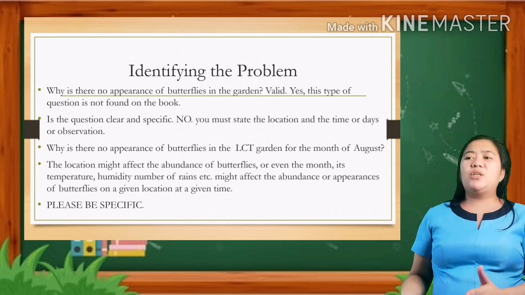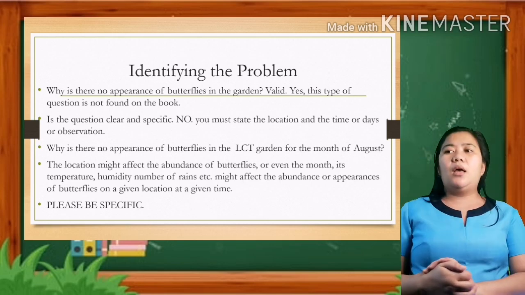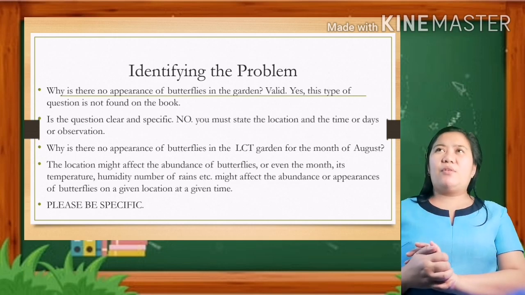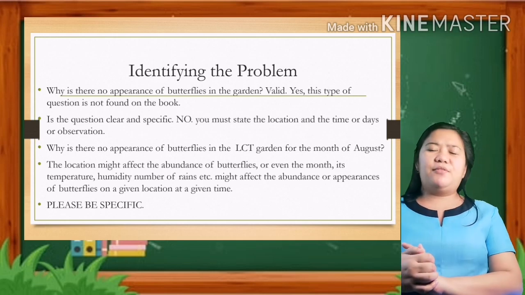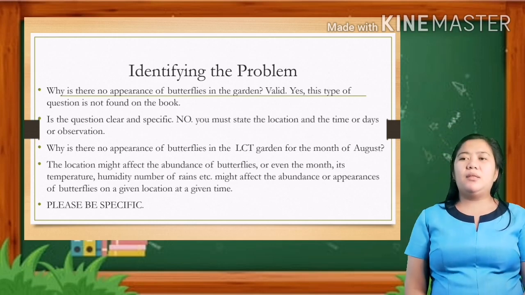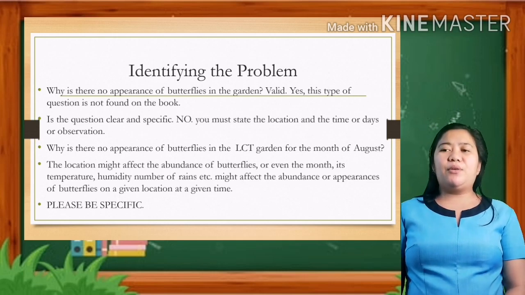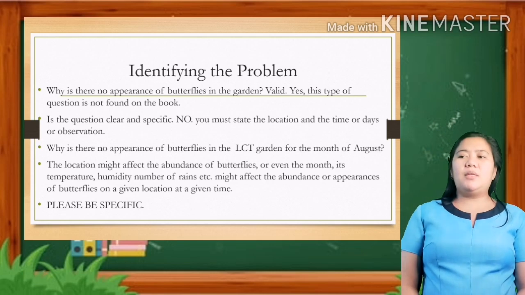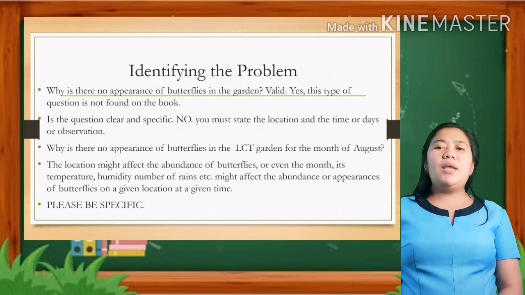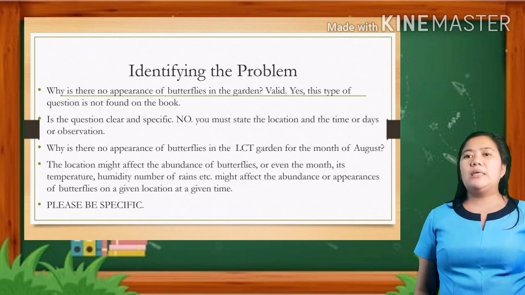So for the month of August, as you can see, it's very specific. The month is stated. As you can see, in the month of August, the amount of rainfall is high. So the location might affect the abundance of butterflies, or even the month. Temperature, humidity, number of rains, etc. might affect the abundance or appearance of butterflies in a given location at a given time. So in your problem statement, you need to be very specific.